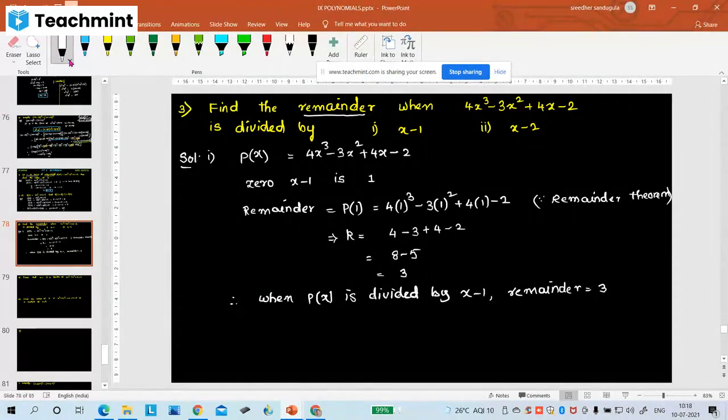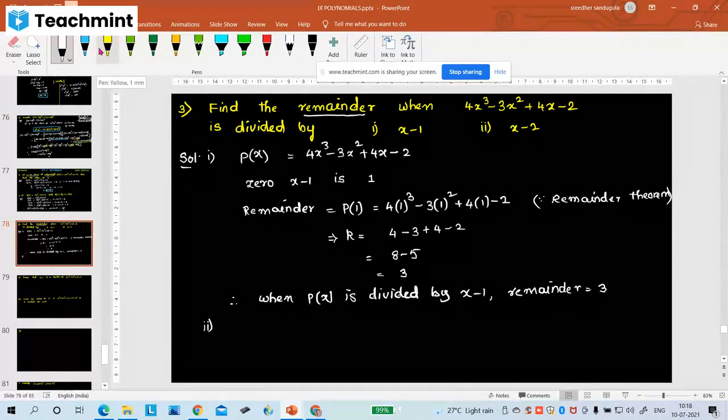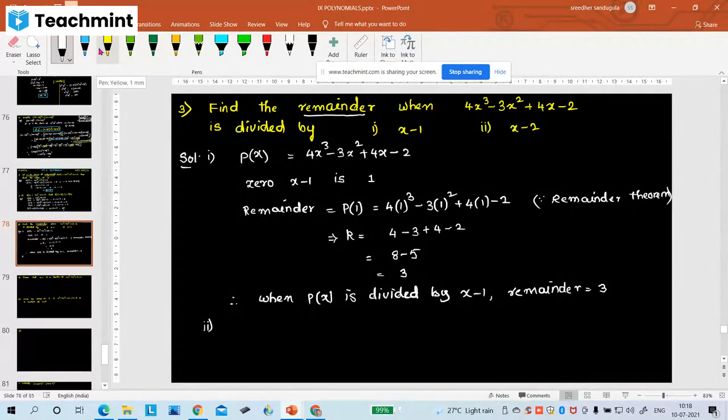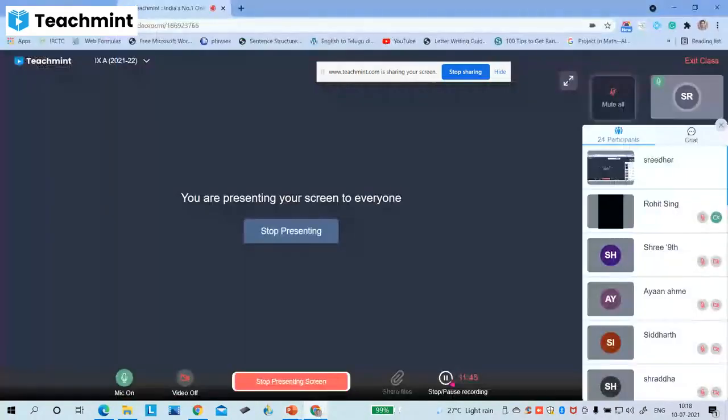Understood? So similarly, you have to do the second problem also. What is the 0 of the polynomial here? 2. So wherever x is there, you substitute 2, then you will get the remainder. So same as it is. Only the thing is, in the place of x, you have to write 2, because 2 is the 0 of x minus 2. I hope you will do. Can you do? Okay, copy this question.